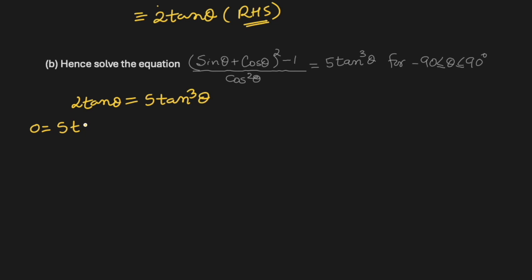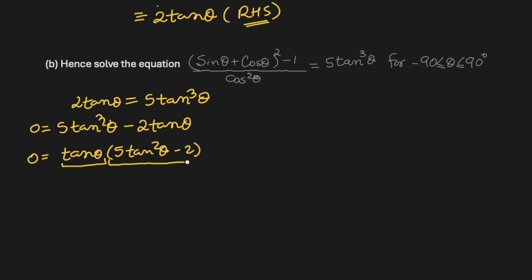So 5 tan cube theta is already here, and 2 tan theta comes after this. So we can take tan theta common here. So it is 5 tan square theta left in this one, because tan theta is already out, only 2 is left. Now two parts are multiplying and their multiplication is 0. In that case we equate them equal to 0 individually.